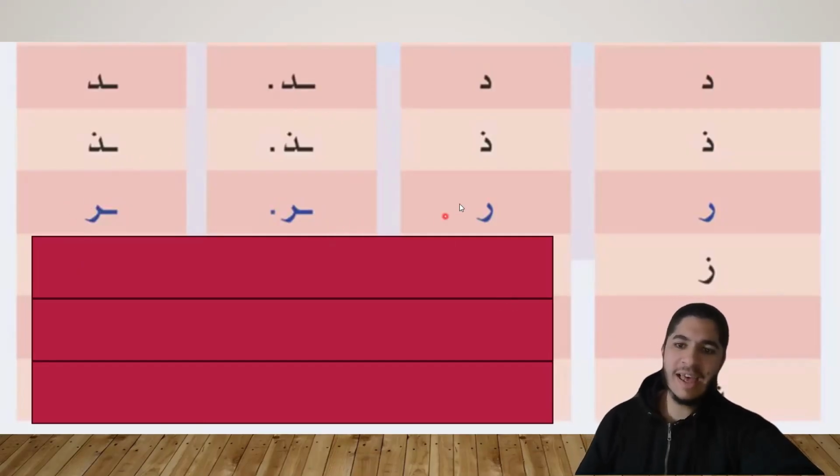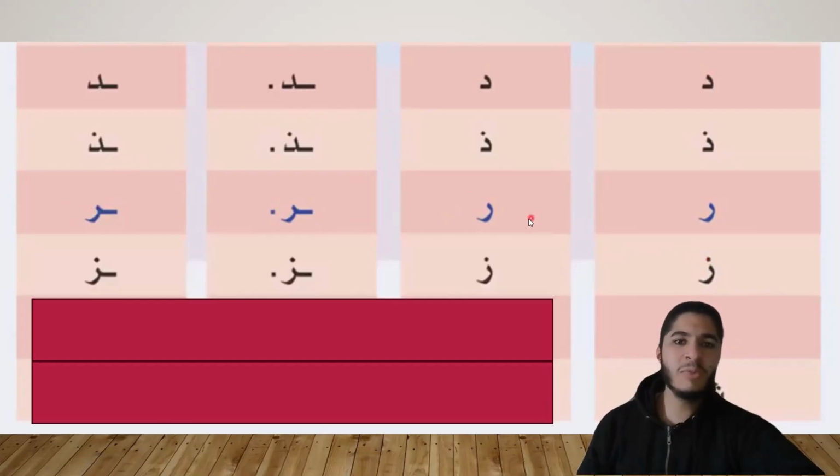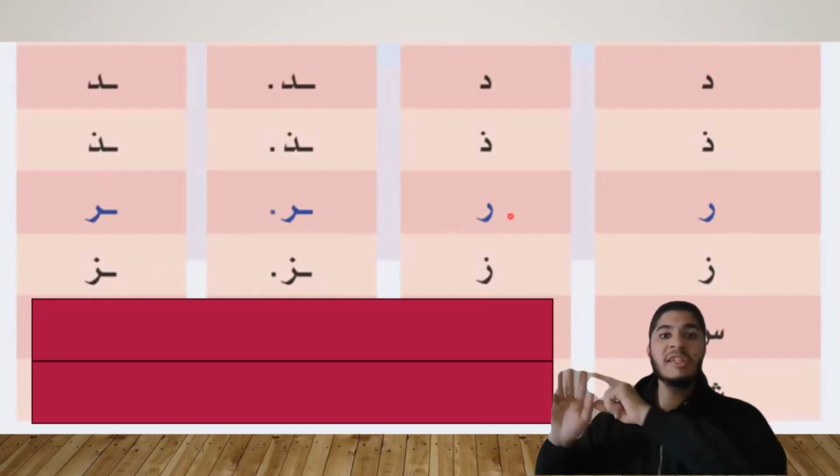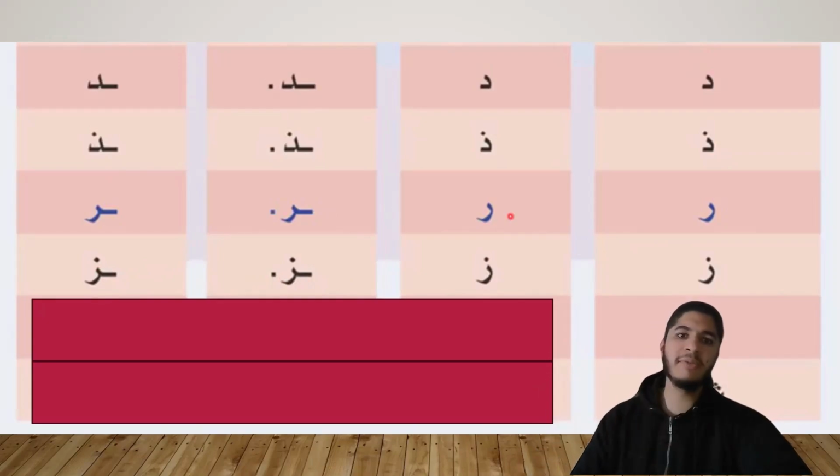And zay, the letter the same as ra, only it has a dot on the top. The same rule. In the beginning, the same as well, written separately. In the middle, just link to the letter before. At the end, just link to the letter before by this tail. Easy, so easy. So we have finished dal, zal, ra, zay, those 4 letters from the 6 letters that do not link to the letter after.